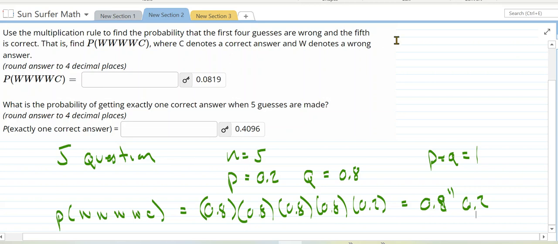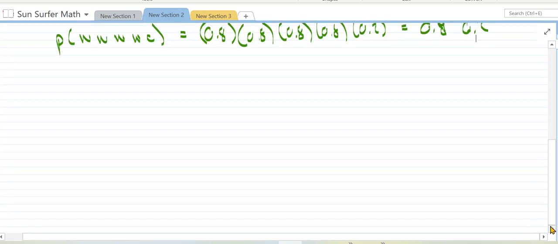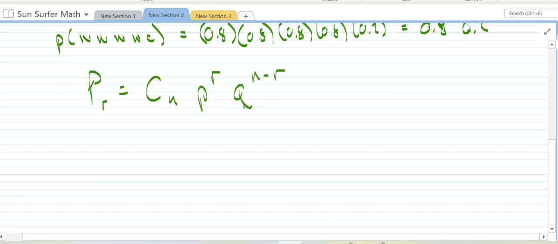The second part just says, what is the probability of getting exactly 1 correct answer when 5 guesses are made? But it doesn't say that the correct answer should be the first guess or the second guess, the third, fourth, or the 5th. So this is when we're going to use that binomial formula again. So once again, the formula is P sub r is equal to C sub n times P to the r times Q to the n minus r. And C sub n is n factorial over r factorial times n minus r factorial.